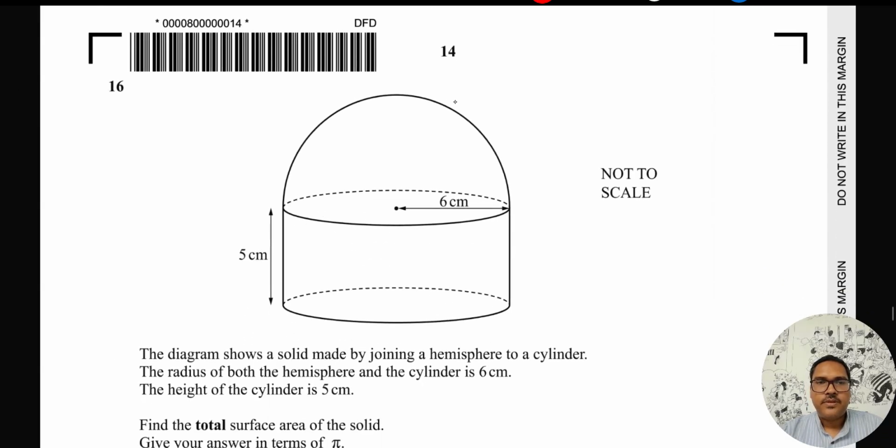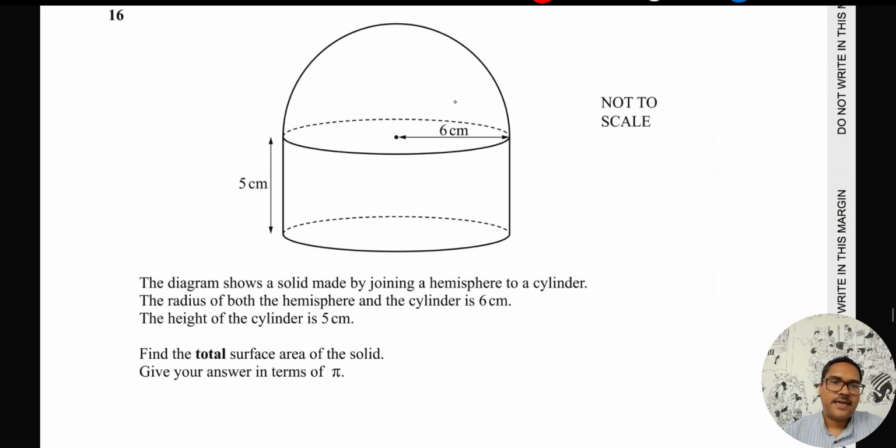Now the next question. The diagram shows a solid made by joining a hemisphere to a cylinder. The radius of both is given to you. The height of the cylinder is 5. You have to find the total surface area of the solid, and you have to leave the answer in pi.